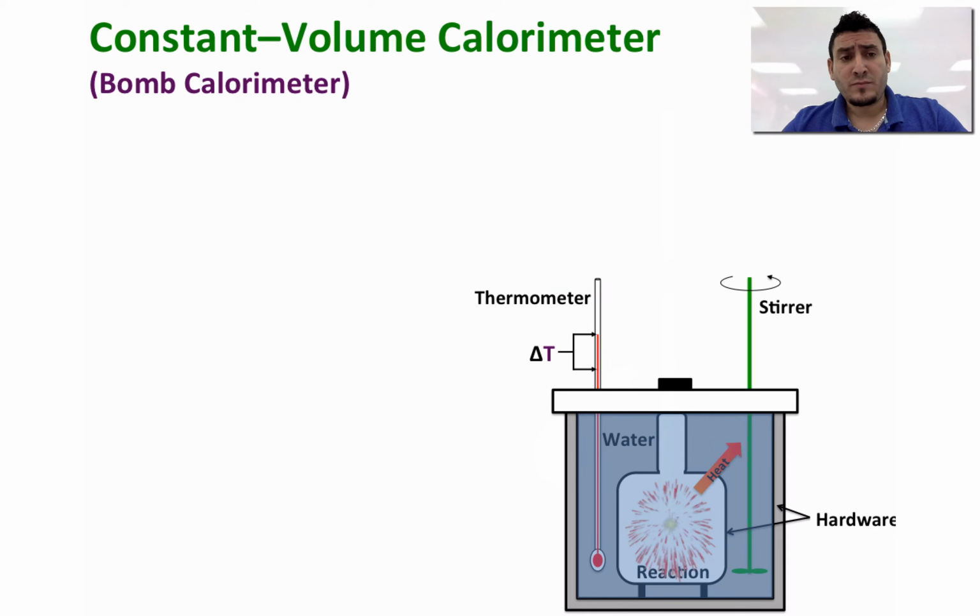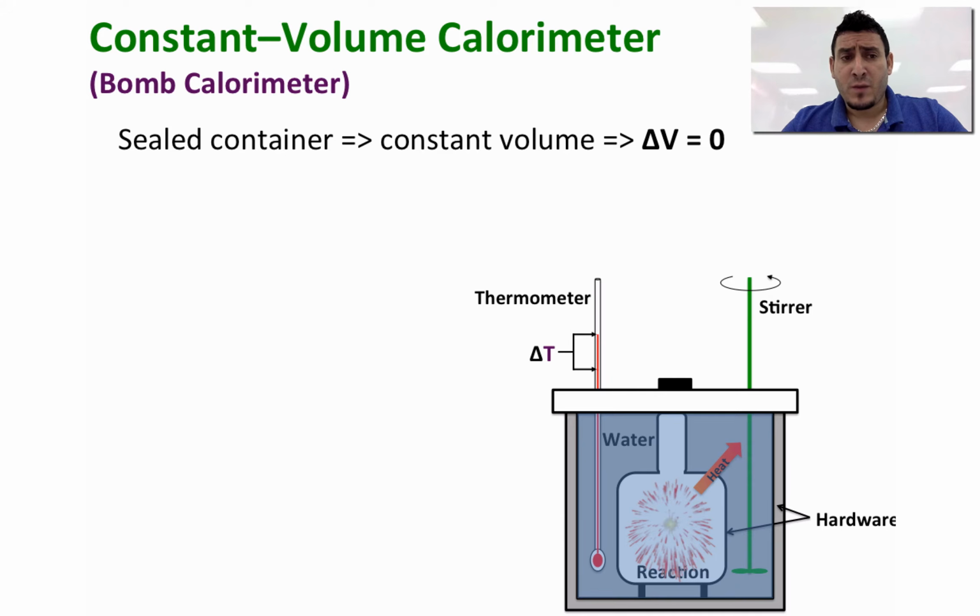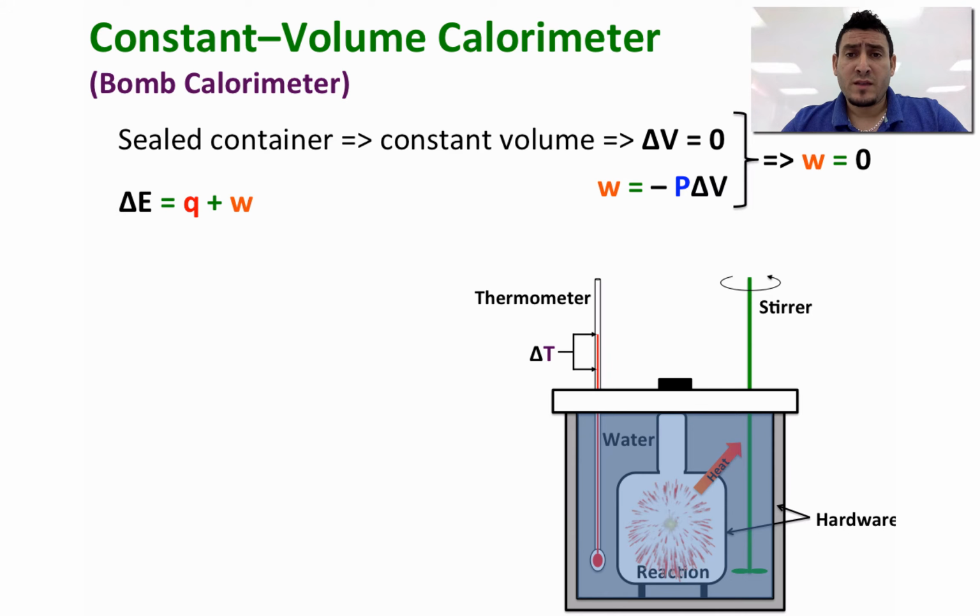Now, for a bomb calorimeter, we said it's going to be a sealed container, and therefore the volume doesn't change, and delta V is equal to 0. If delta V is equal to 0, work in this case will also be equal to 0. Now, we know that delta E is equal to heat plus work. Work is equal to 0, and in this case, delta E will be equal to heat at constant volume. So that's why we have the subscript V here.